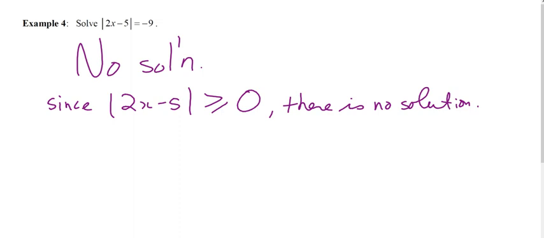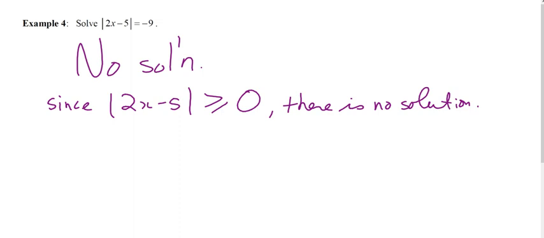Okay, so you can write it out like that. Just say the left-hand side is an absolute value. Therefore, the left-hand side of this equation is greater than or equal to 0. So it can't be equal to negative 9. There is no solution. Okay?